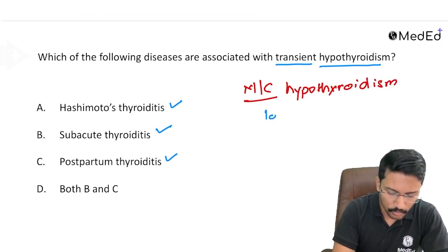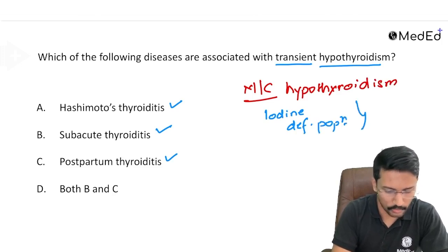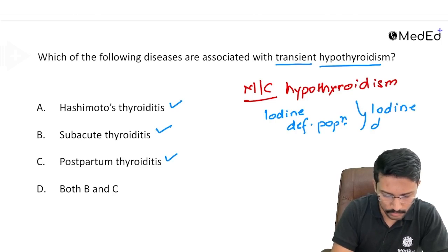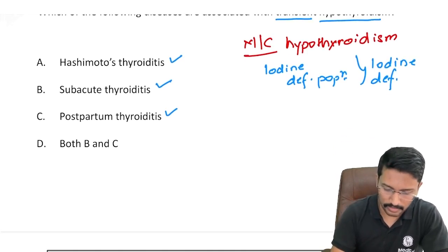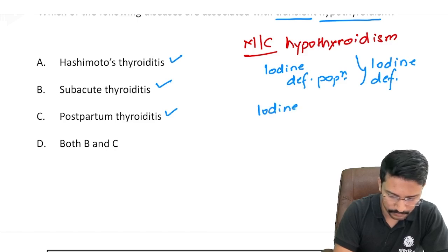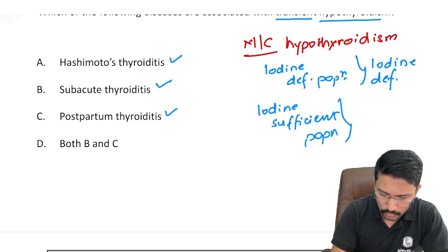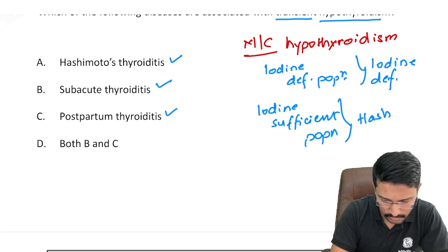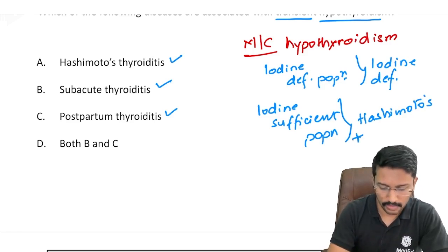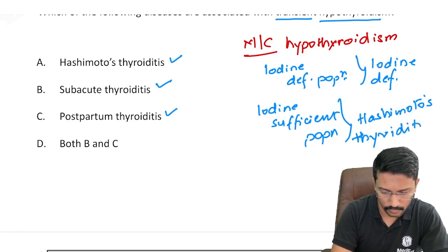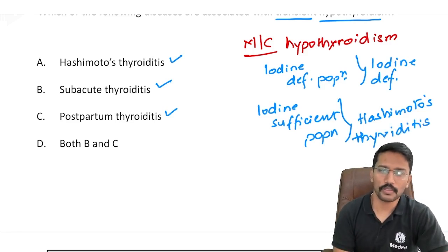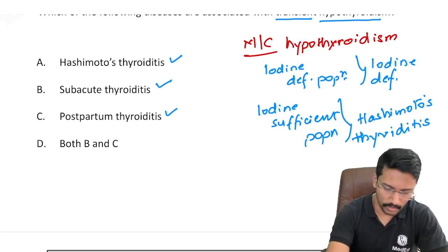Most common cause in an iodine deficient population is obviously iodine deficiency. On the other hand, in an iodine sufficient population, the most common cause is Hashimoto's thyroiditis, which is a form of autoimmune thyroiditis. Hashimoto's disease is the most common cause for hypothyroidism in the iodine sufficient population.